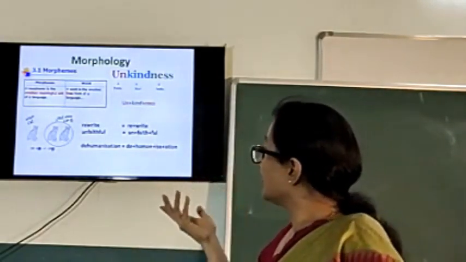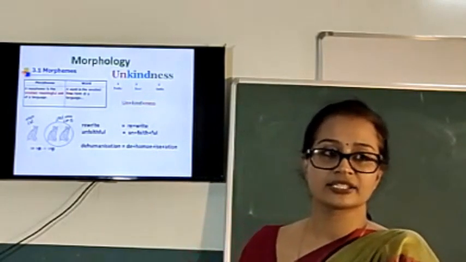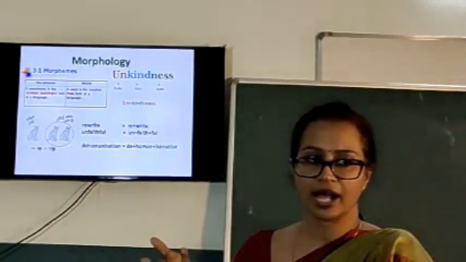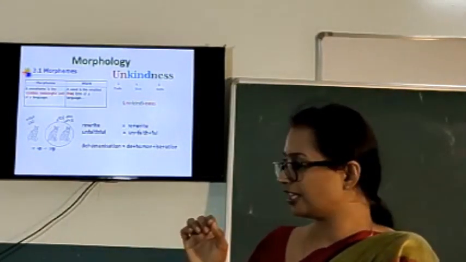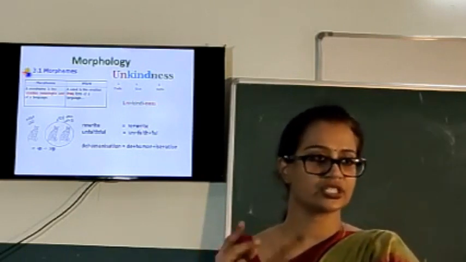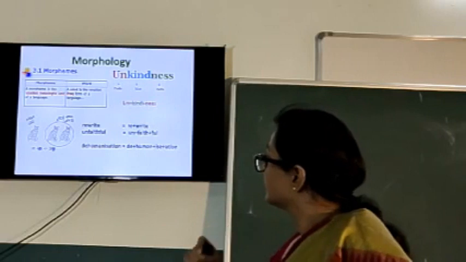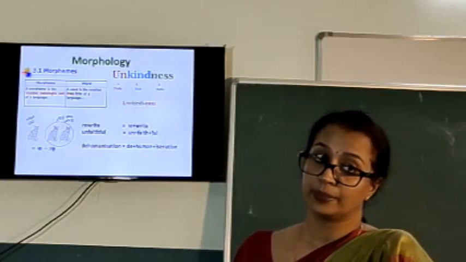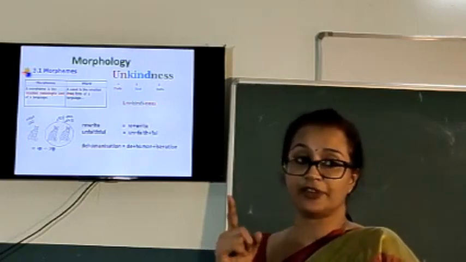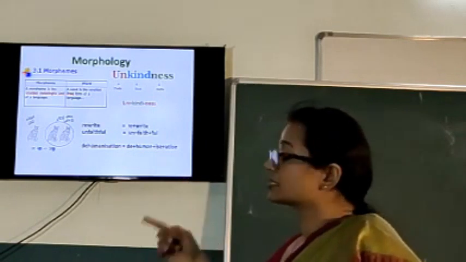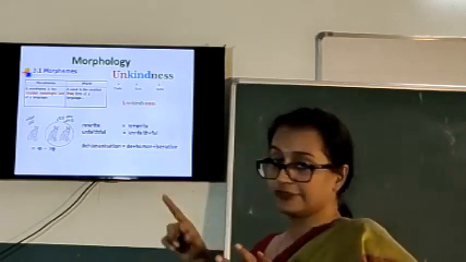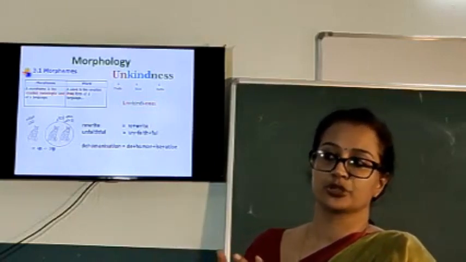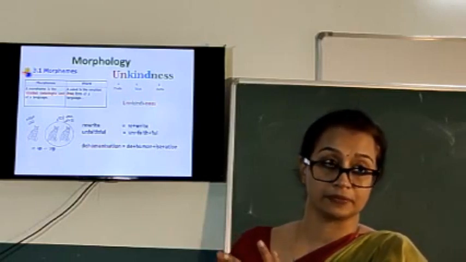Now take the next word, rewrite. Rewrite consists of 2 morphemes, re and write. Write is the base form. When you add a prefix, it becomes rewrite, right? 2 morphemes. Take the next one, unfaithful. How many morphemes? 3 morphemes. Un plus faith plus full. The prefix un and the suffix full with the base form of the word faith gives you unfaithful, 3 morphemes.